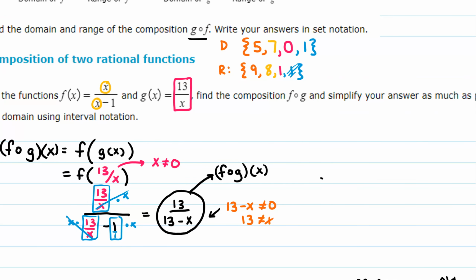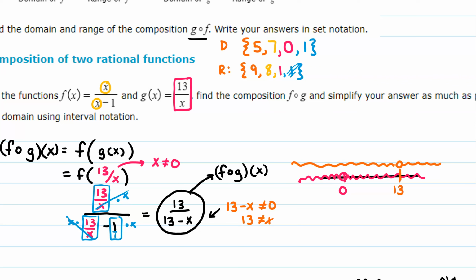So the restrictions are x cannot be 0. So here's 0. And I'm going to put an open circle. And I'm going to color in everything else. And then my second restriction, x cannot be 13. So here's 13. I'm going to put an open circle. And I'm going to color everything else.